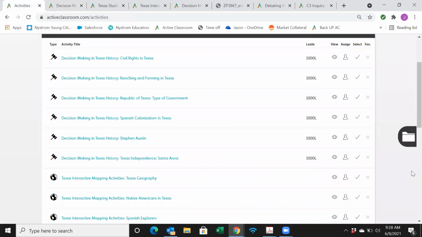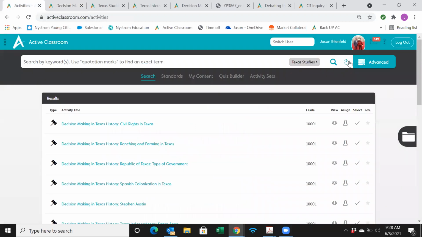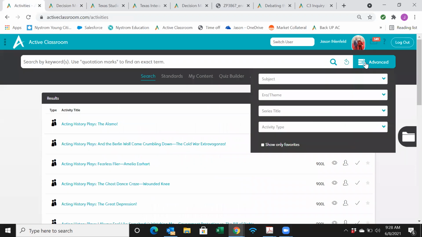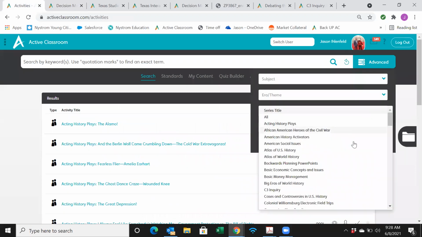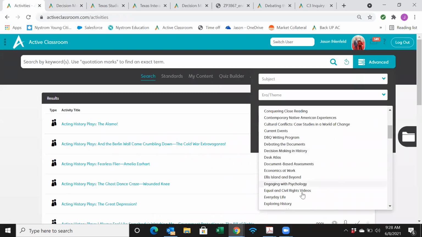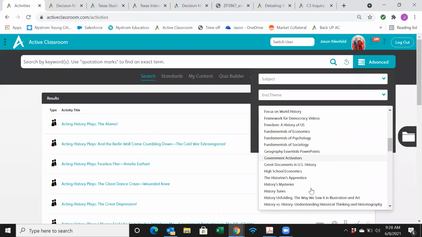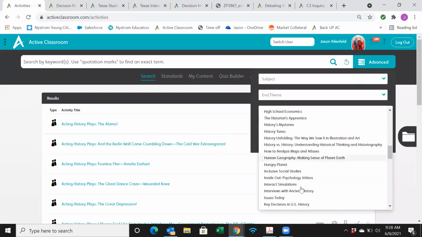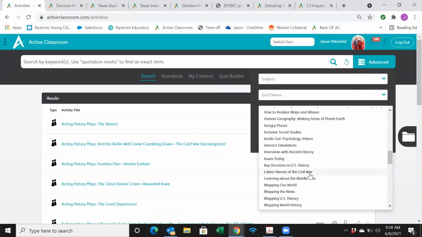Some other good ones for Texas history. Eventually when we have that mapping Texas history, when that comes in, that'll be a wonderful one. But there are some good ones for the Atlas of U.S. History, the C3 inquiry. There were a couple of good activities from that. And then also the key decisions in U.S. history. These have some great Texas history connections, some very specific to Texas. So you might want to check some of those out.